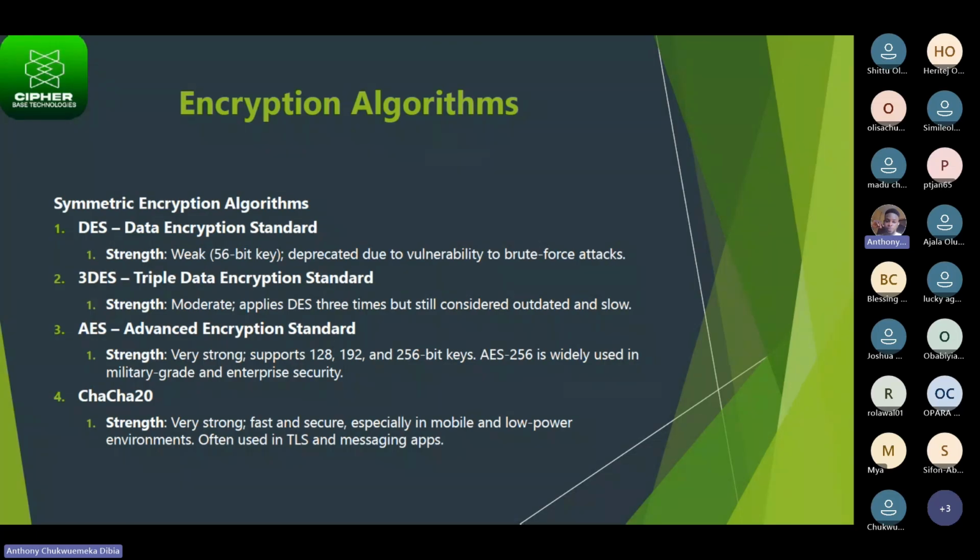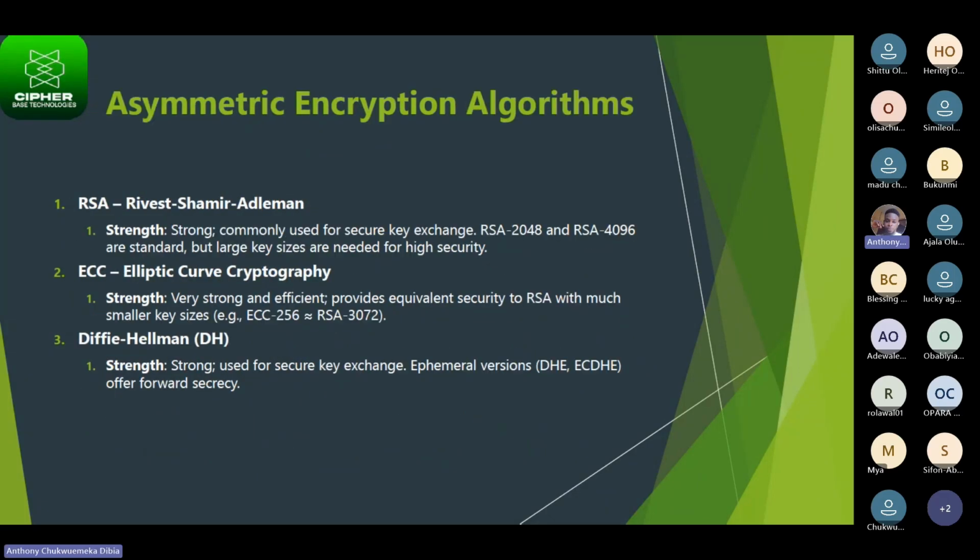Then we have AES, the Advanced Encryption Standard. This is very strong and supports 128, 192, and 256 bits. AES-256 is widely used in military-grade and enterprise security to ensure strong encryption. Then we have ChaCha20, which is also very strong, fast, and secure, especially in mobile and low-power environments.